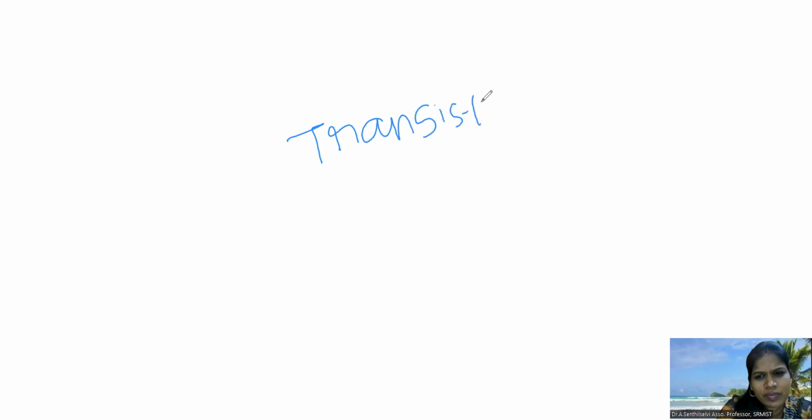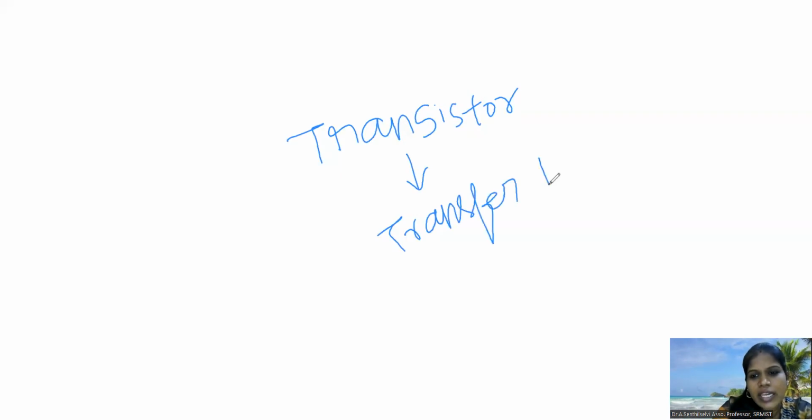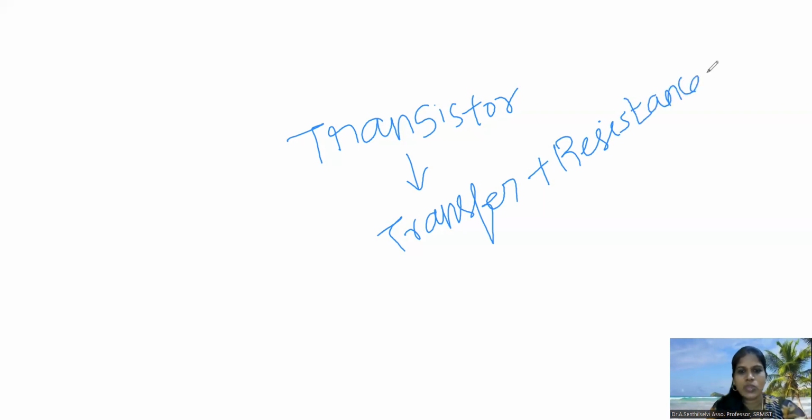Hello students. Today's class we are going to discuss the first topic in analog and digital electronics, called transistor. Why the name transistor? It means transfer plus resistance. It transfers resistance from one place to another, that is, from one end to the other end. That's why this is called transistor.